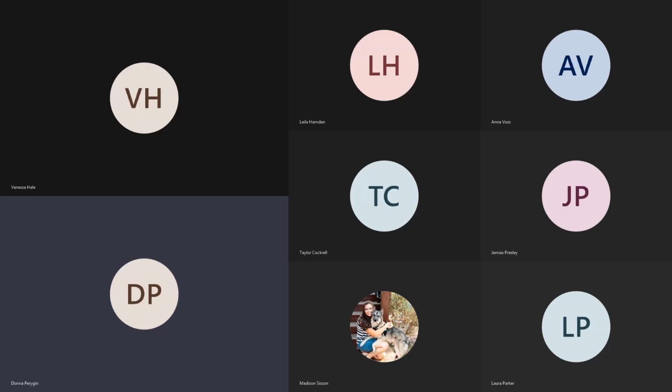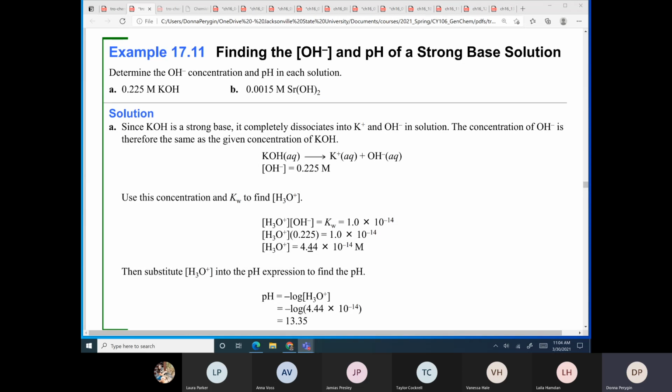Okay, so I think we're at example 17.11, and this is finding the hydroxide ion concentration of a strong base solution.